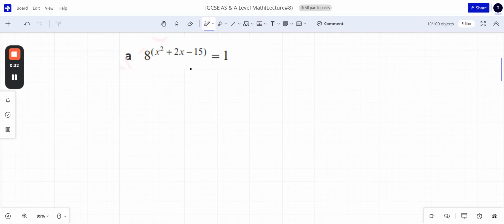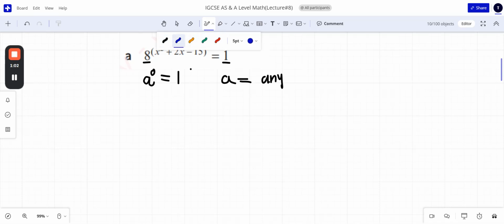So we need to make the same bases, and to make the same bases, we utilize the properties of the exponent. The property of the exponent we will use here is a^0 = 1, where a is any real value. So now here we need to make the same bases. The base is 8, so on the other side also we need to make 8. So now it means a is equal to 8 here.